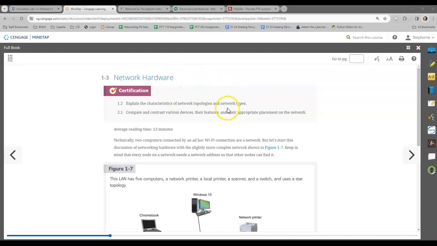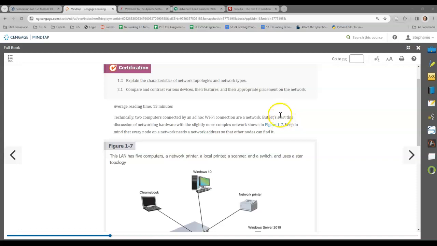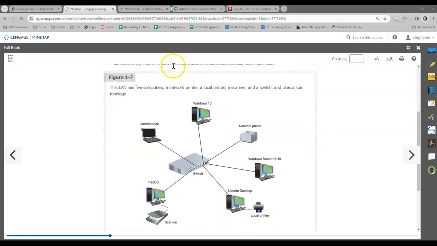So for network hardware, we're going to talk about the network topologies, the network types, look at the different types of devices, the features of those devices, and where to put them on the network. So we're going to start out with this scenario where we've got 5 computers, and we're going to have a network printer, a scanner that's connected to this Mac operating system desktop, and then we're going to have a Ubuntu desktop with a local printer.